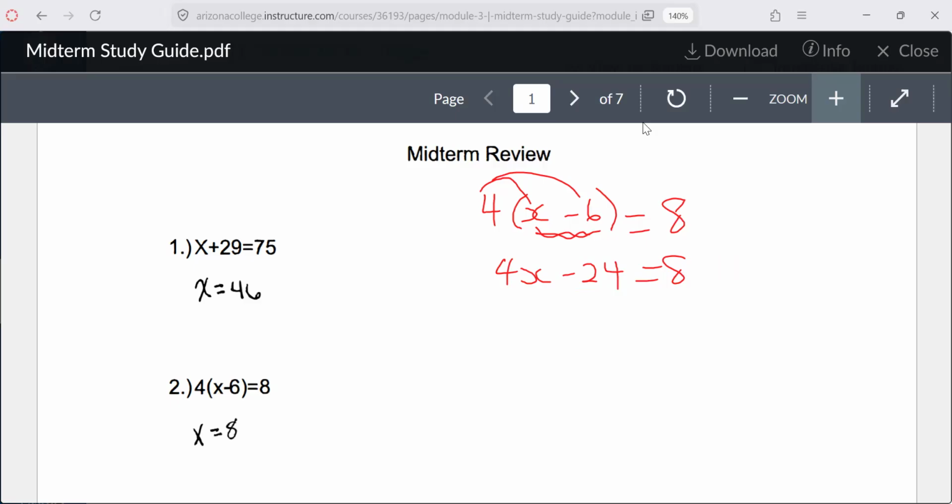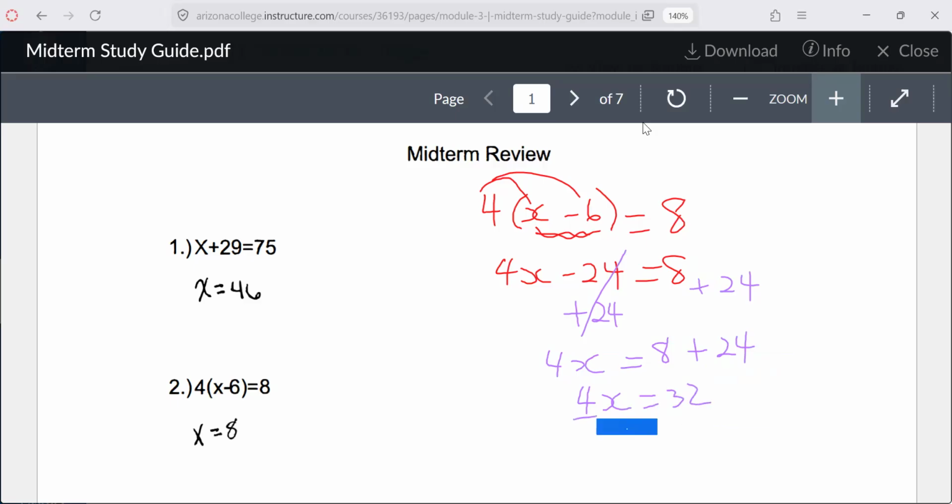Again, x has to stand alone because we are solving for x. So the first thing we have to move over to the right side is going to be the 24. Now, it is a minus 24, so we're going to add 24, and then we're going to add on the other side as well. Now, negative 24 plus 24 is 0. So that cancels out, and we've got 4x left. So this gives me 4x equals 32.